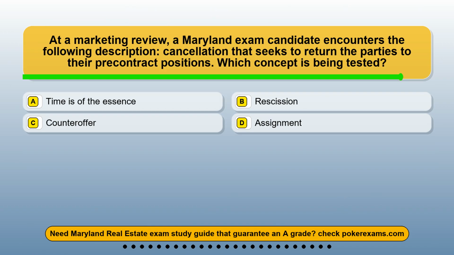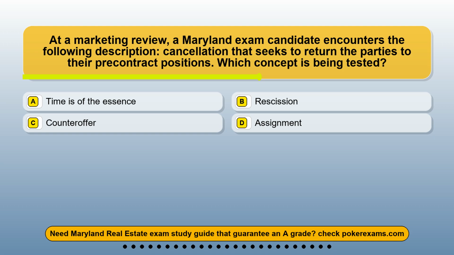Question 20. At a marketing review, a Maryland exam candidate encounters the following description: cancellation that seeks to return the parties to their pre-contract positions. Which concept is being tested? Option A, time is of the essence. Option B, rescission. Option C, counteroffer. Option D, assignment.